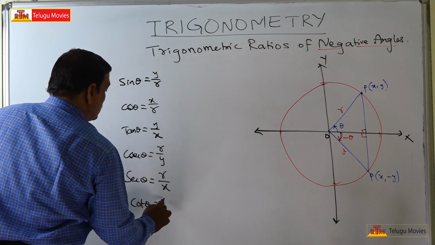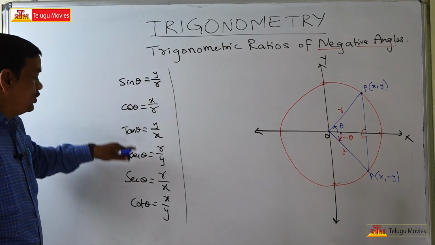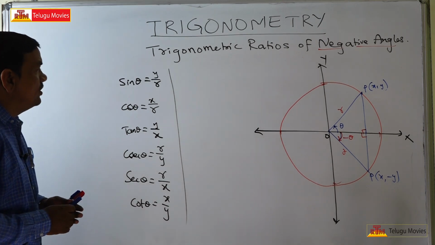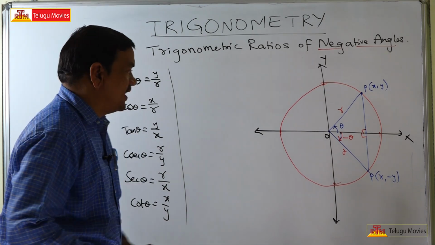cot theta is equal to x by y. So, these are the trigonometric ratios of positive angle. Now I am going to explain the trigonometric ratios of negative angle.